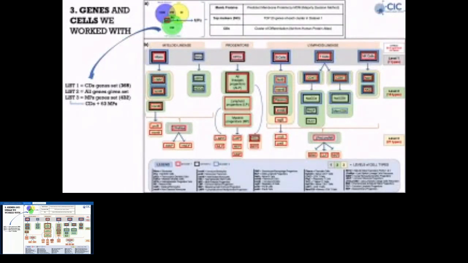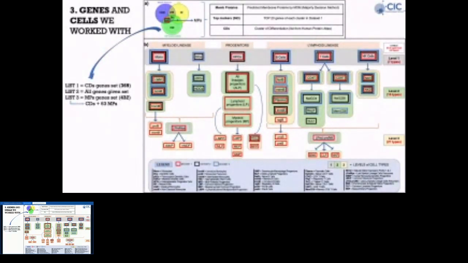Regarding the genes, we work with three gene lists. The first one is about cluster of differentiation markers, a list obtained from the Human Protein Atlas with 369 CDs, and they are really well known in the immune and blood field. Then we have list 2, in which we have all the genes given in the different datasets.